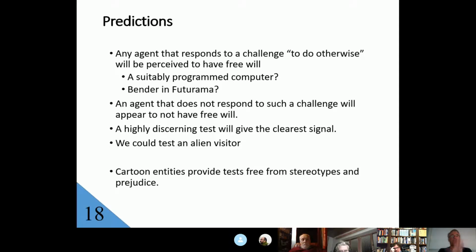I think there's a lot of prejudice about what does or doesn't have free will. I'm talking about the phenomenon of free will here, and I think one of the best ways of testing this, which I alluded to earlier with Bender in Futurama, is to use cartoons, where behavior and physical form are quite independent. You can have fluffy balls of something that behave in certain ways, and if you wanted to do tests about whether this was a good model, this would be an excellent way of doing it.